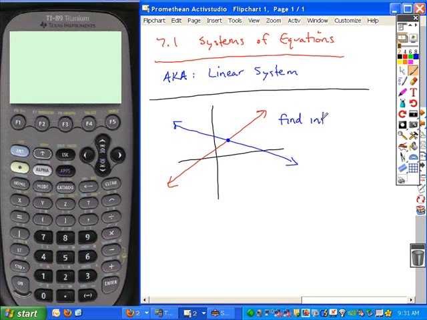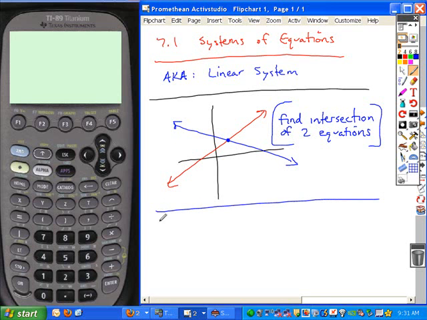So what you're doing here is you're going to find the intersection of two equations, and that is the solution of your linear system, or your system of equations. The way that we're going to do this is use our calculators. So let's say we take the following example.